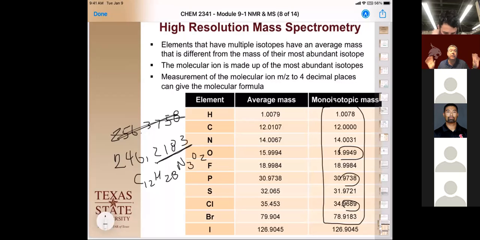All right, so that's our introduction to mass spectrometry. It's another tool we use to help us identify the organic molecules that we synthesize in the lab every single day. Questions on mass spec? There are a couple of questions about this in the homework, so you'll need to answer those.